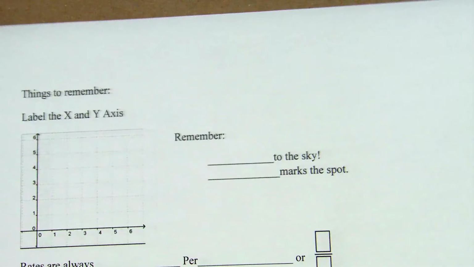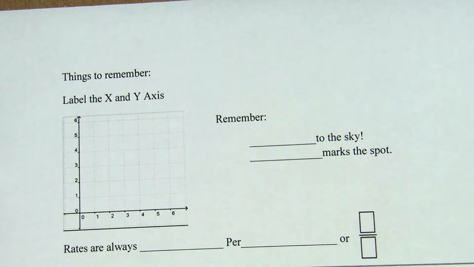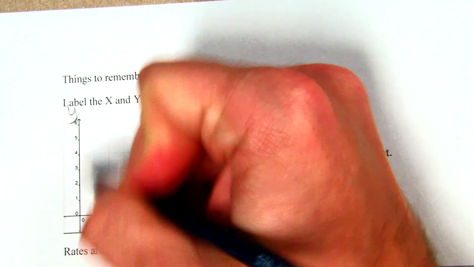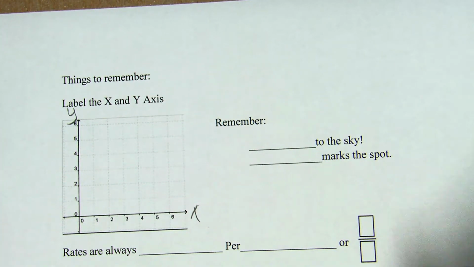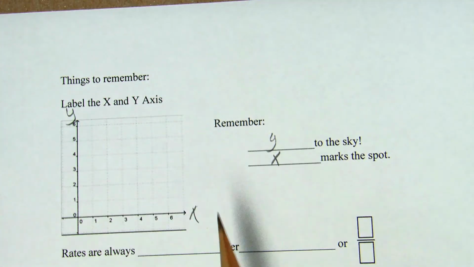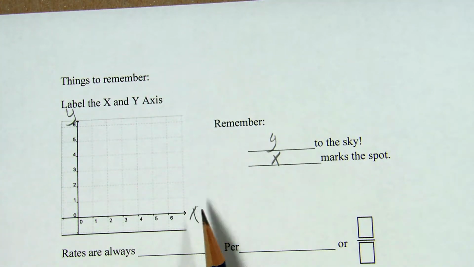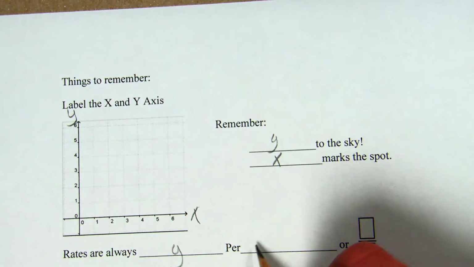So sometimes they're going to throw graphs at you. And just as a quick review, you should always label your graph if it's not labeled. But the y is always the one going up and down, and x goes horizontally. So the way I always have kids remember it is that your y points to the sky, and pirates always bury their treasure in the ground, so x marks the spot. So the x is always going parallel with the ground. So rates are always y per x.